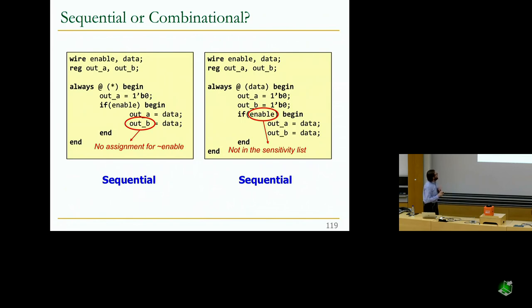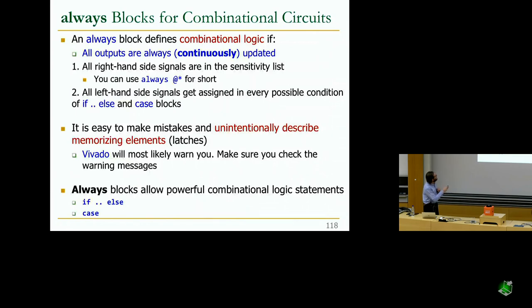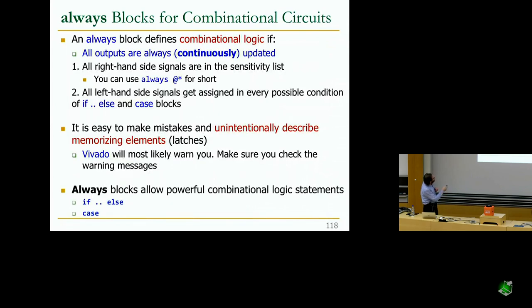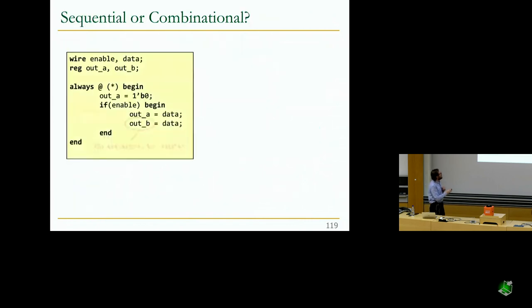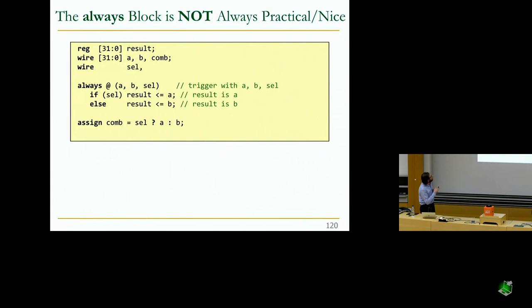Okay, so if you are in doubt, you should look over here. Basically, all outputs are always continuously updated. That's your combinational logic, where all right-hand signals are in the sensitivity list, and all left-hand signals get assigned in every possible condition. Okay, well, then let's take a look at the always block.